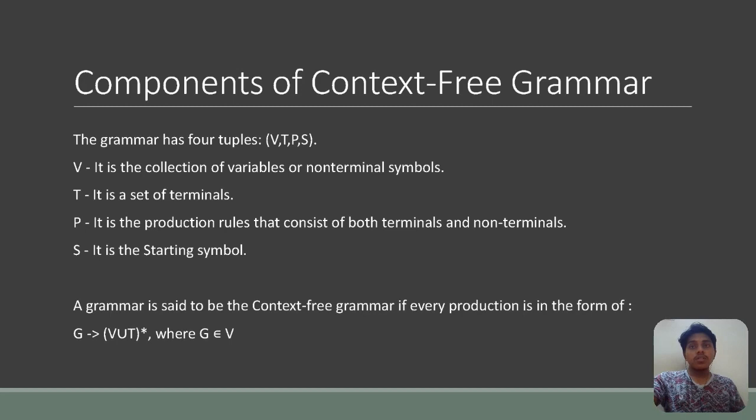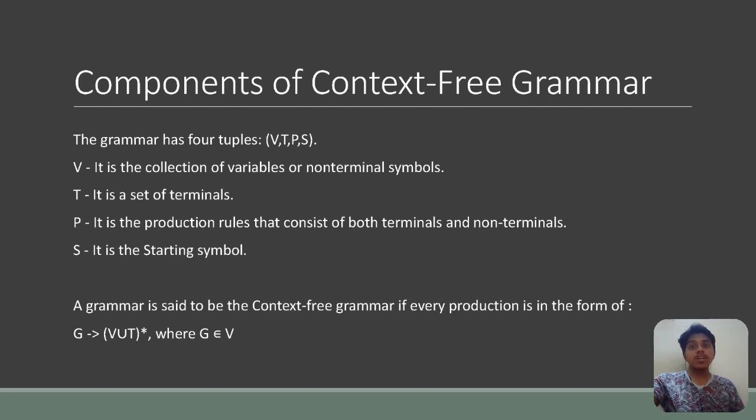Components of CFG. It is defined as four tuples V, T, P, S. G is a grammar which consists of a set of production rules. It is used to generate the strings of a language. T is a finite set of terminal symbols. It is denoted by lowercase letters. V is a finite set of non-terminal symbols. It is denoted by capital letters.